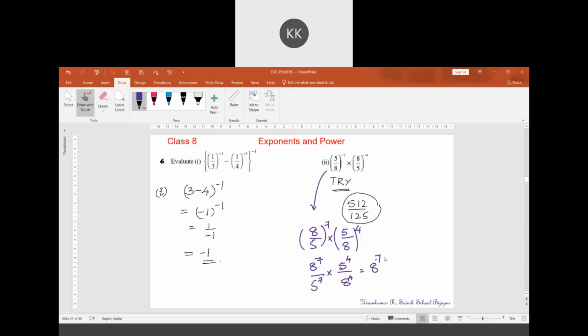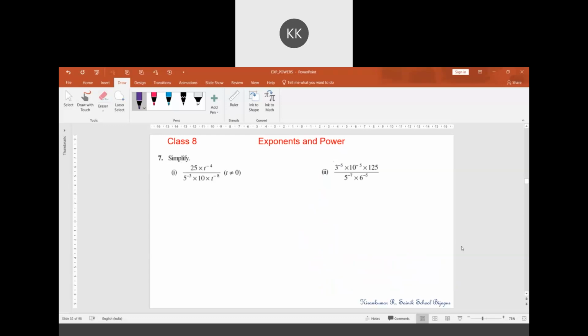So 8 to the power 7 minus 4. We can use the law of exponent into 5 to the power 4 minus 7, minus 3. So this will be 8 cube divided by 5 cube, raised to the power minus 3. So 8 cube by 5 cube. We get it as 512 upon 125. Isn't it easy? For next questions also we have to use the law of exponents and we need to simplify.